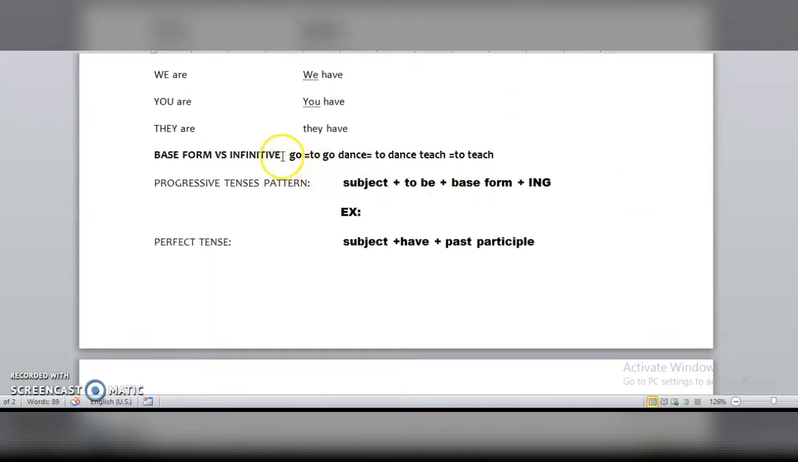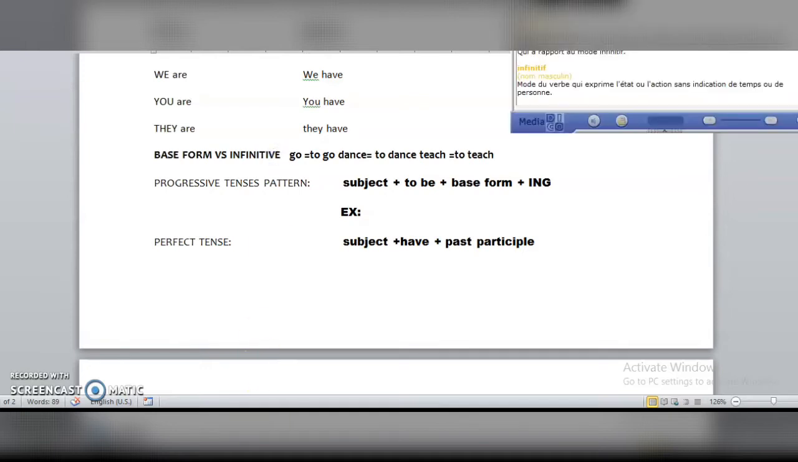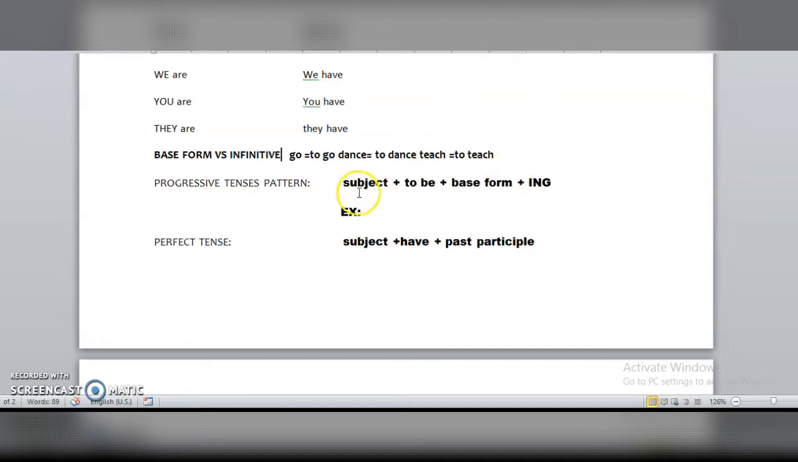So, before going through the card that you are seeing here, I'm going to explain this. What is the difference between base form and infinitive? So there is a difference between base form and infinitive. What is this difference? So the infinitive, what is it? We say that the infinitive is a mode of a verb that expresses the condition or the action without indicating the tense or the person. Good. So that is the infinitive.